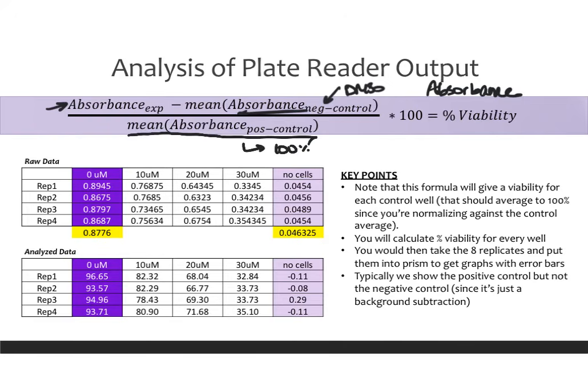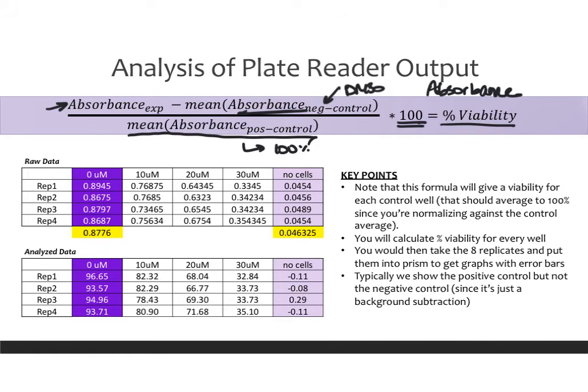Because again, just like qPCR, this is a relative measure. So you are deciding that there is something that is considered your 100% or your control. And then you're measuring viability and proliferation over that control. So then you multiply by 100 to convert it to percent, and you end up with a percent viability measure.